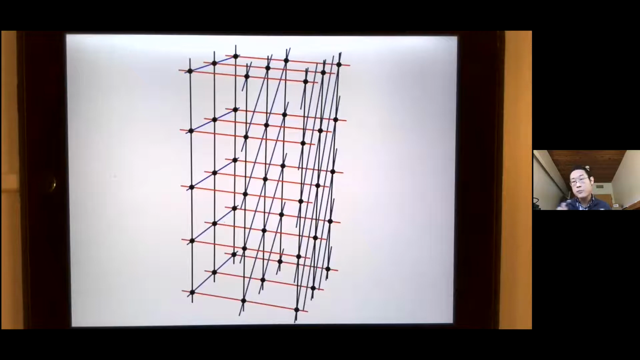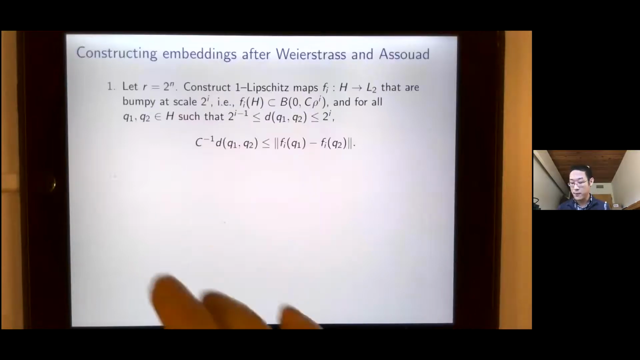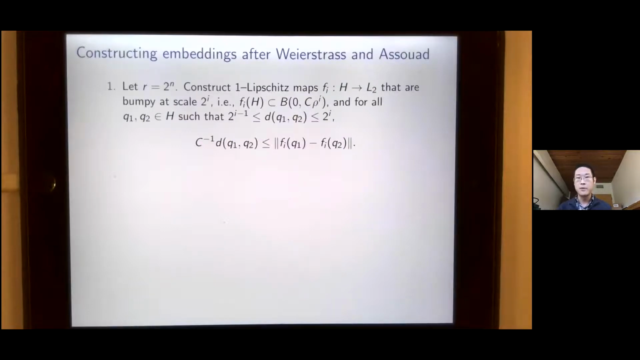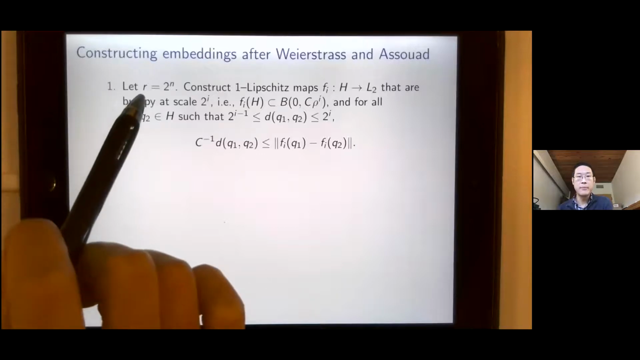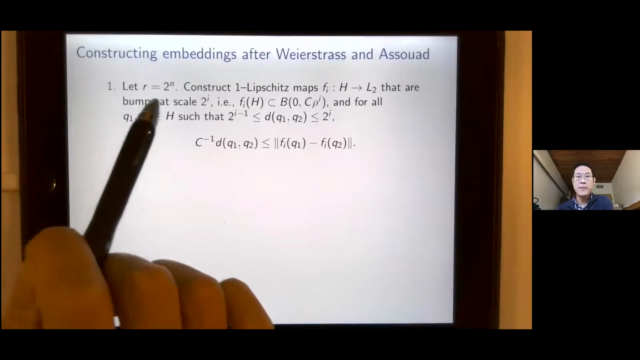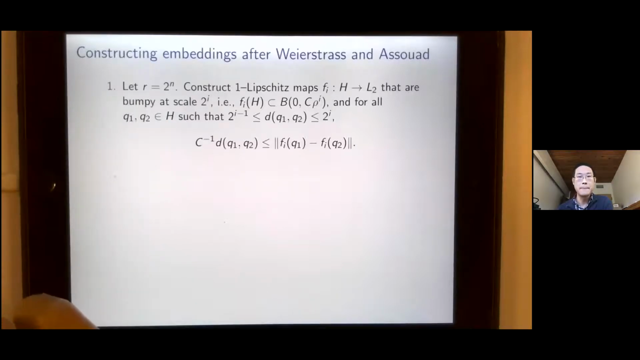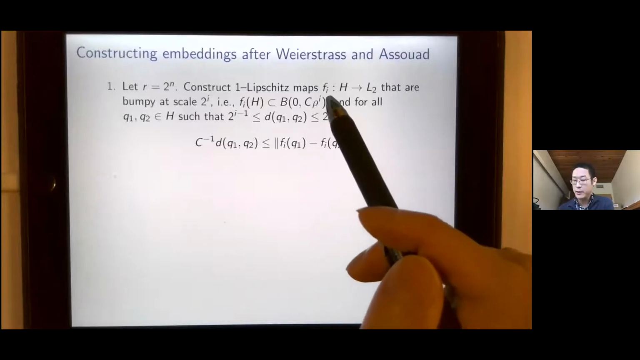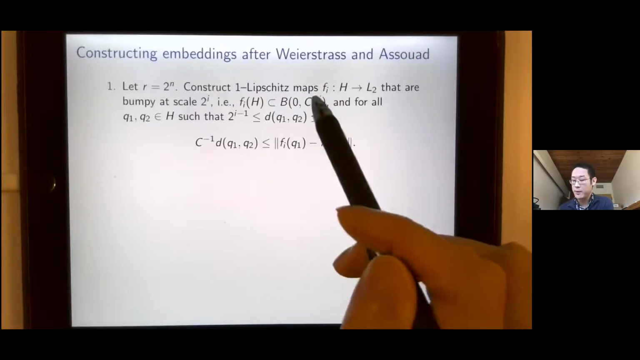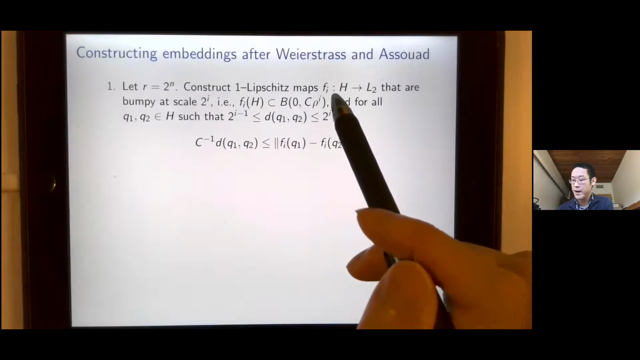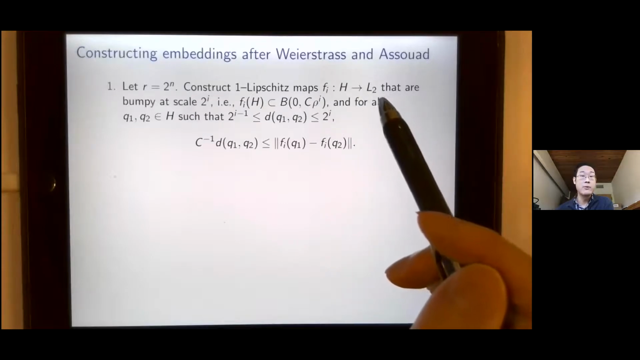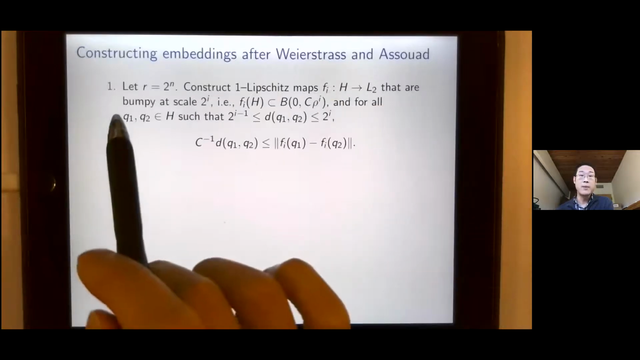And you can do essentially the same thing for the Heisenberg group. This is an argument due to Aswad. What we're going to do is we want to embed the ball of radius r. Let's take r to be a power of 2, so r is equal to 2 to the n. Let's construct a sequence of Lipschitz maps f sub i, f1 through fn, from the Heisenberg group to L2, where each of these maps is bumpy at a different scale.